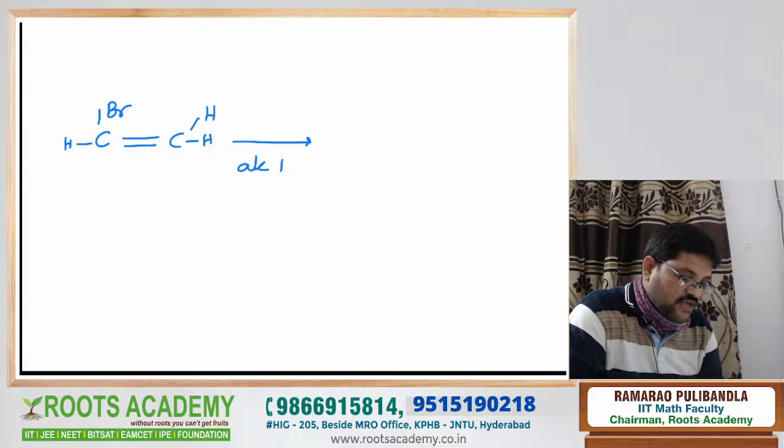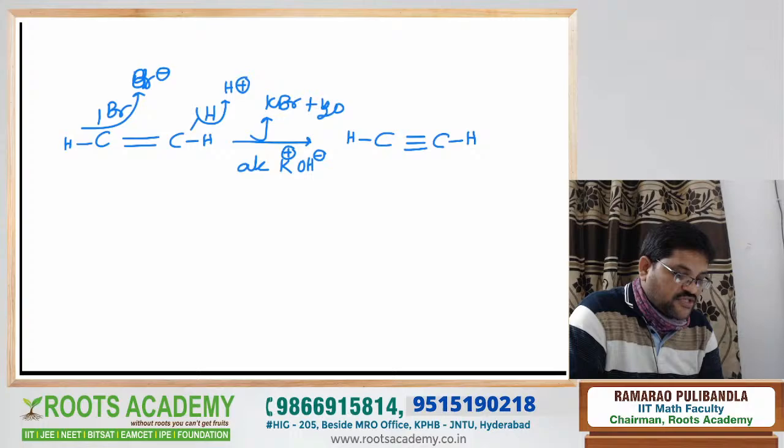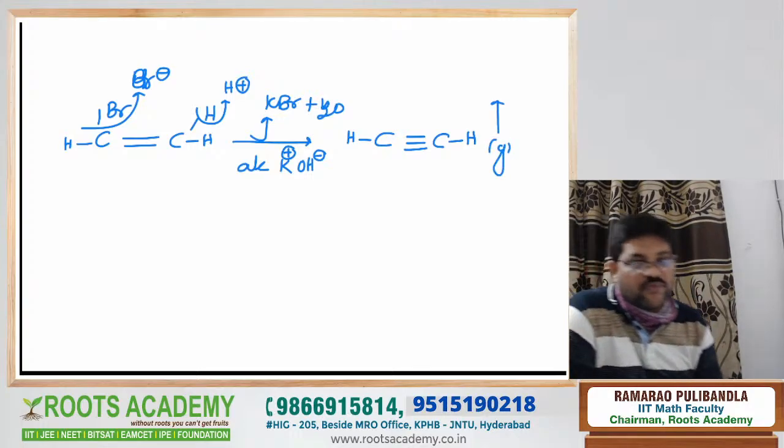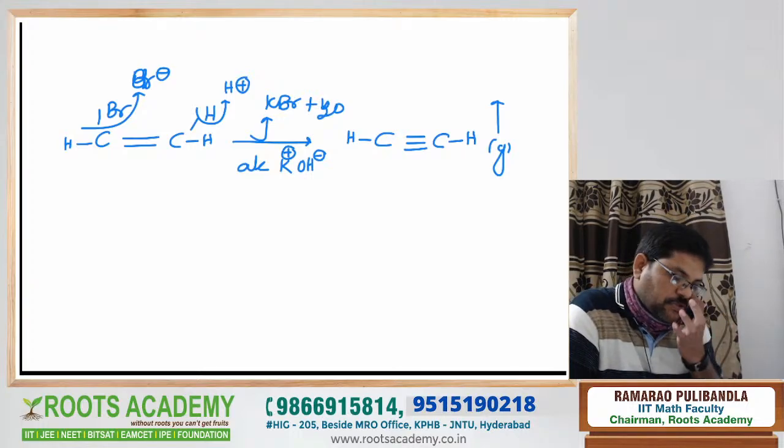So what is the purpose of the alcoholic KOH? It helps in the removal of the hydrogen atom in the form of H+. Br is given out as Br-, in the form of KBr plus H2O. Now from that, what did you get? You get CH≡CH, and acetylene gas forms. Tell me, what is forming? Acetylene gas is forming. Simple logic, no confusion.